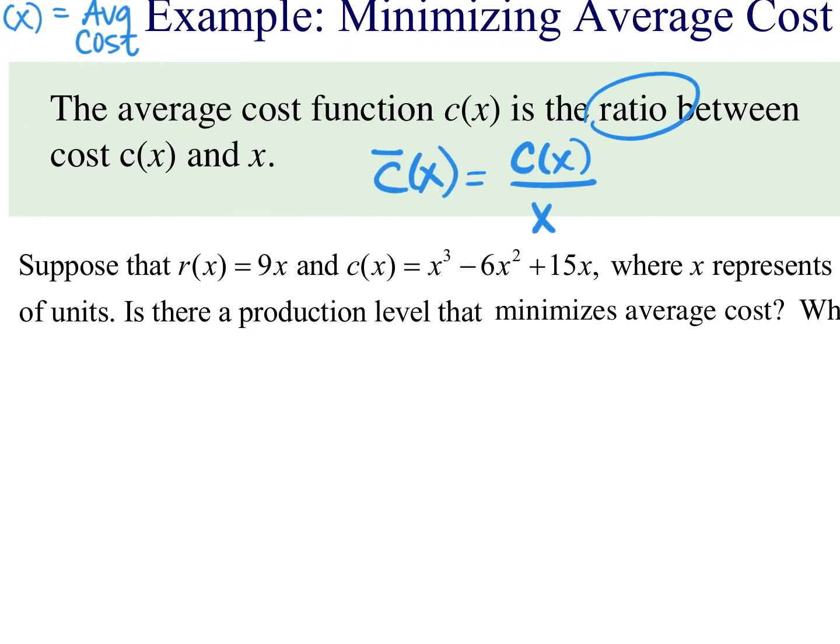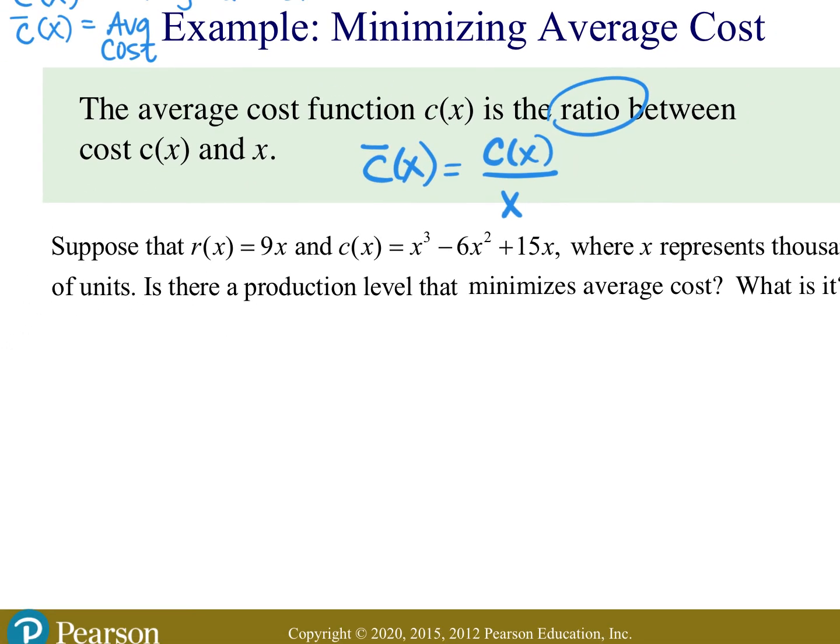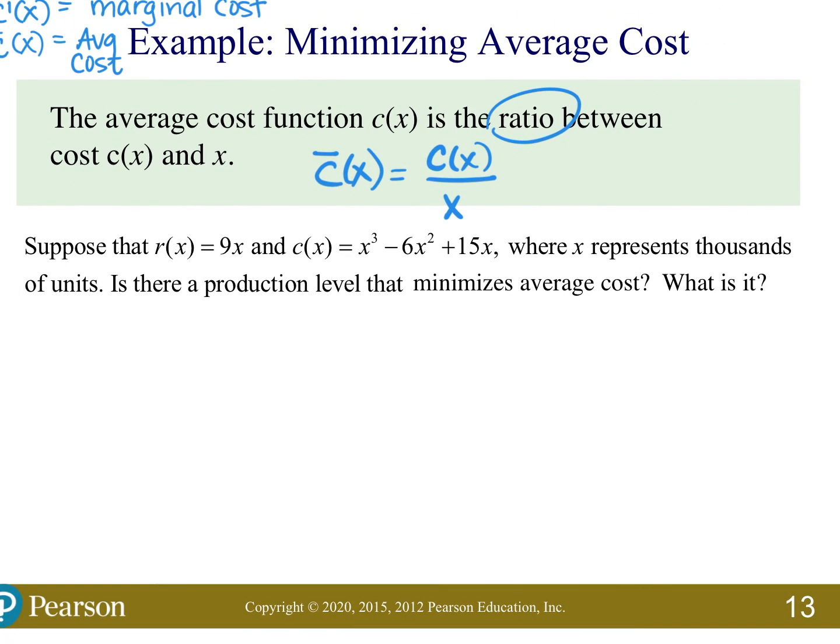Okay, so suppose you have the same equations, x again measured in thousands. Is there a production level that minimizes your average cost? So a good boss wants maximum profit, but minimum average cost is what you're going to want. That's the good business model. And so we want to minimize our average cost.